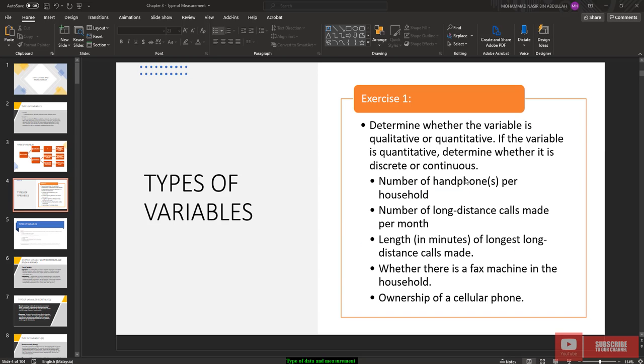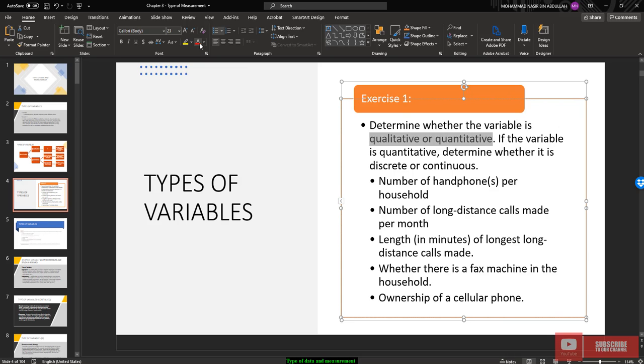Right, let's look at the type of variable, the exercise. So determine whether the variable is qualitative or quantitative, right? So we need to differentiate which one is qualitative and which one is quantitative. If the variable is quantitative, determine whether it is discrete or continuous. So number of handphones per household. So this is going to give us a count value. So this is a quantitative variable, a discrete quantitative variable.